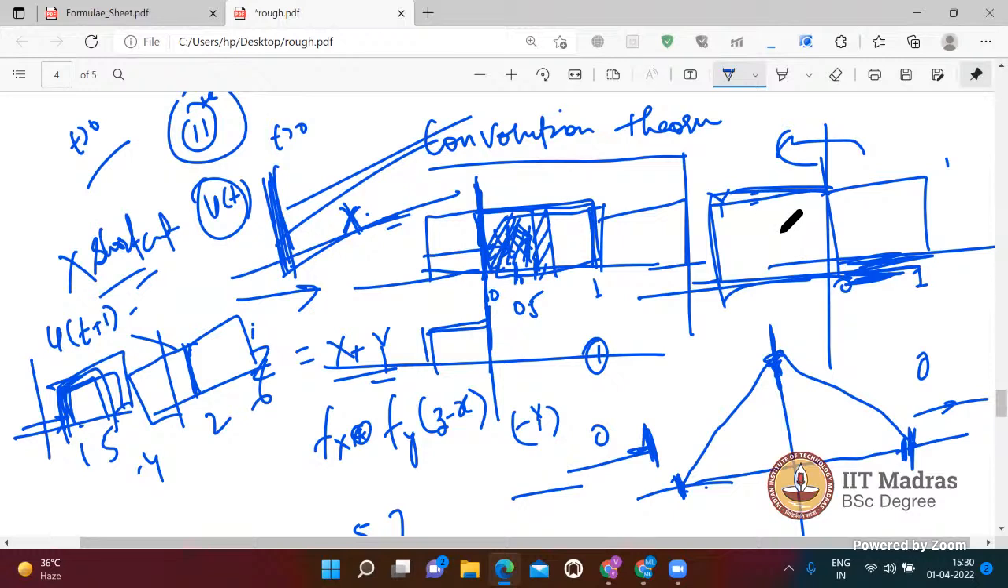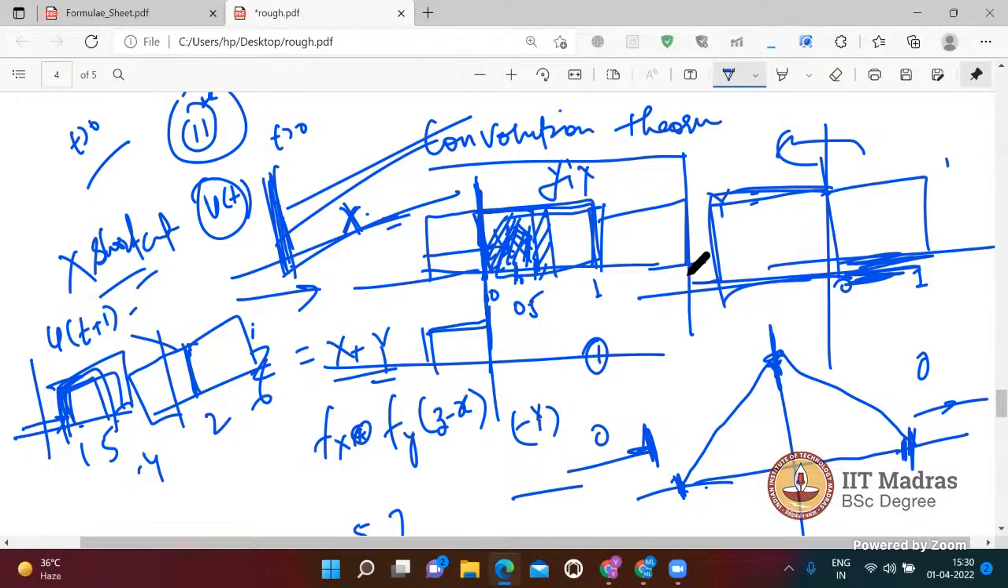So that is one conclusion you can make directly. And if you want to go through how we are generally able to solve this, you have to do it manually. Just take one function, fix it, invert the other function, and just slide it over the first function.